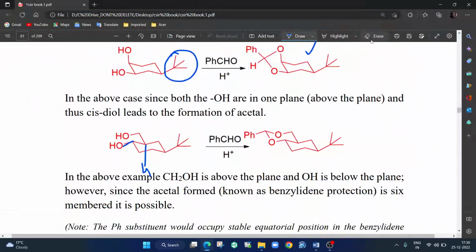So what happens is, this is very stable, and the important part is this pH. See, there is a hydrogen also here. So hydrogen is small, it occupies axial position, and pH occupies equatorial position, which is more stable. Okay, equatorial position is sterically less hindered.